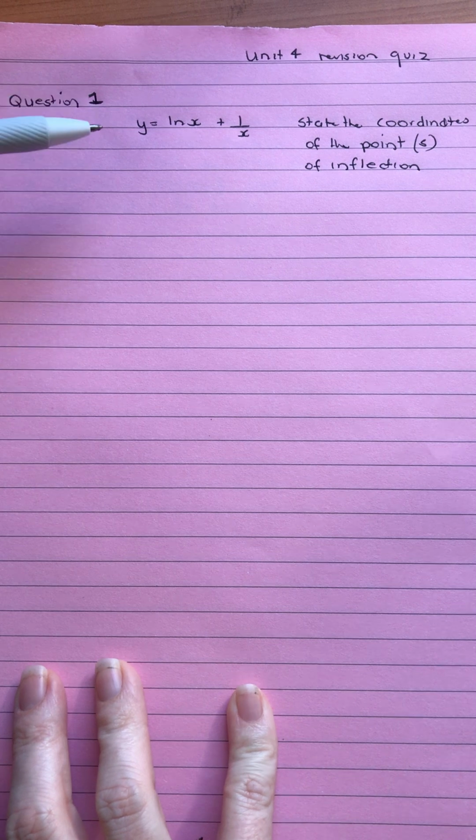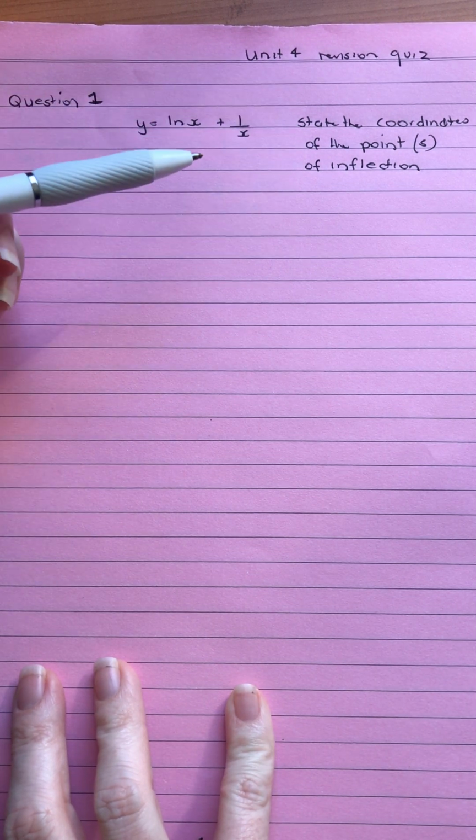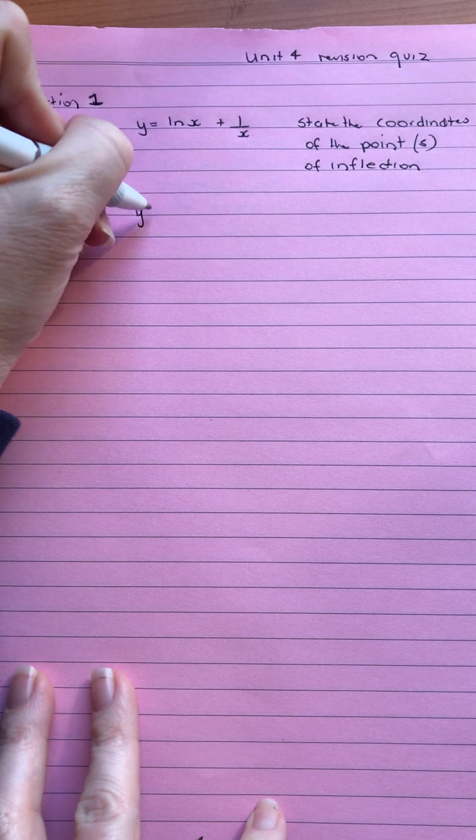Okay, I'm looking at a revision quiz for Unit 4 Maths Methods. The first question on the quiz is y equals ln x plus 1 on x, and we need to find the coordinates of the point or points of inflection. To identify our points of inflection, we're looking for when our second derivative is equal to 0. So I'll need to do my first derivative first.